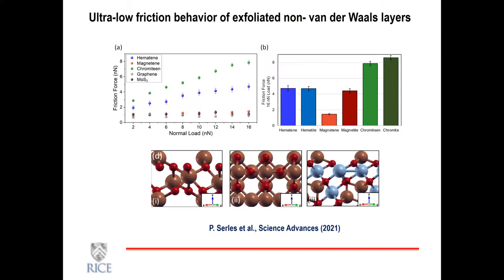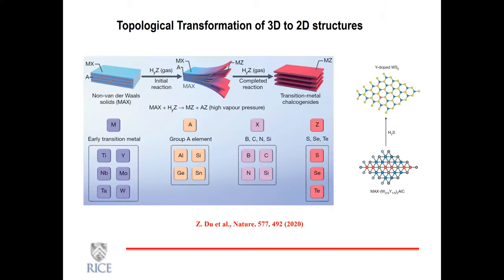ultrasonication and separation. And many times, some of these materials, depending on which orientation the surfaces are, can exhibit some really fascinating properties. So this is a thin 2D material derived from magnetite showing a super low coefficient of friction because of certain terminations along a certain crystallographic plane. So I think it's also possible, beyond the van der Waals layered systems, to design and build extremely thin 2D materials that have useful properties.